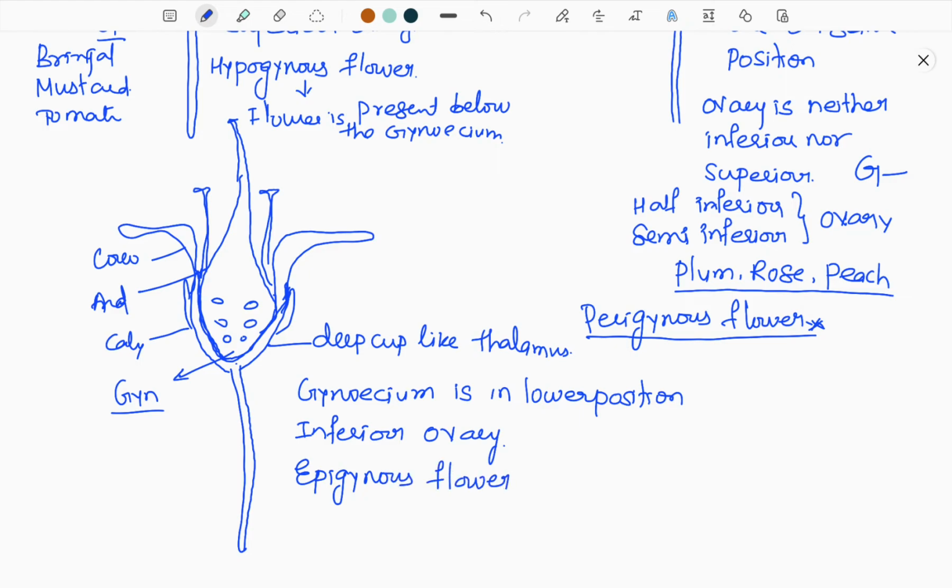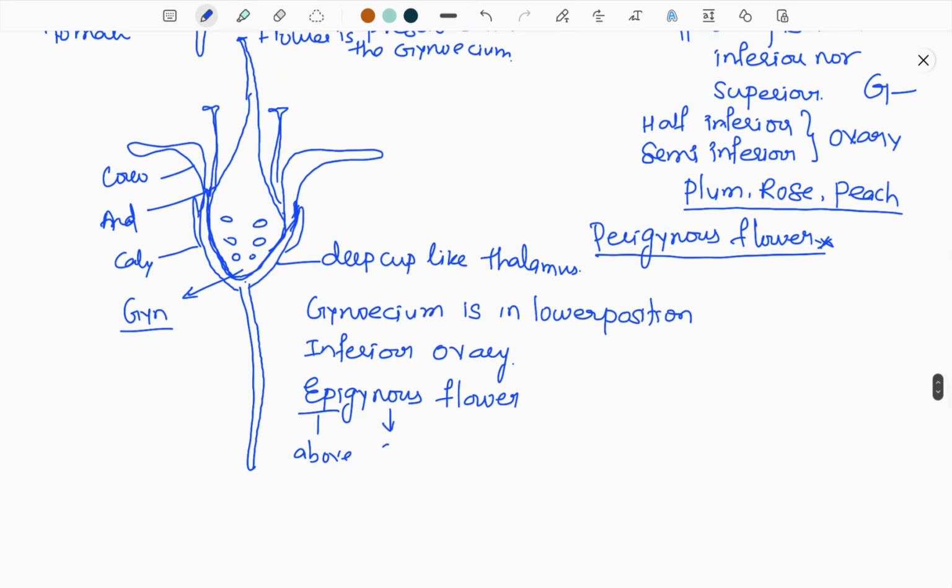What is this epigynous flower? How do we understand that? Here, epi means above. Do remember, epi means above. And gynous means gynoecium, we know that. So it means the flower is above the gynoecium. Flower is above the gynoecium. I think now it is very clear.